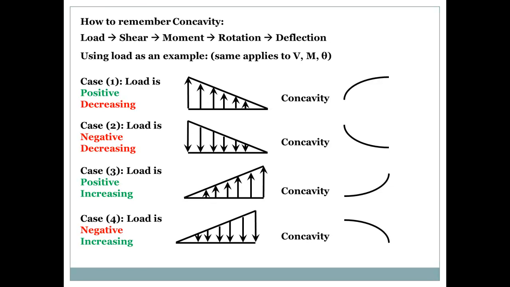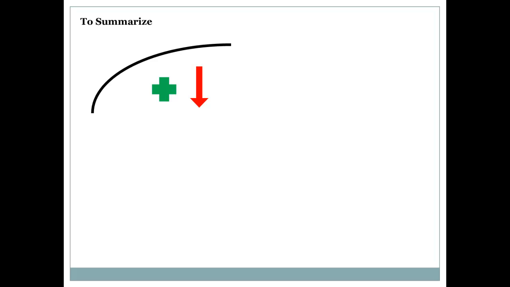Okay, how can you remember all of this? Here's the trick. Load is positive and decreasing, so this is the black curve represents concavity. The plus represents the increasing, the positive load, and the red arrow represents the decreasing in value.